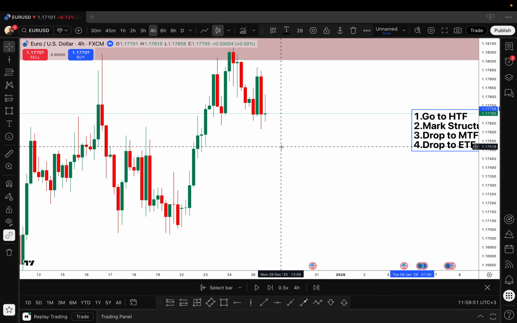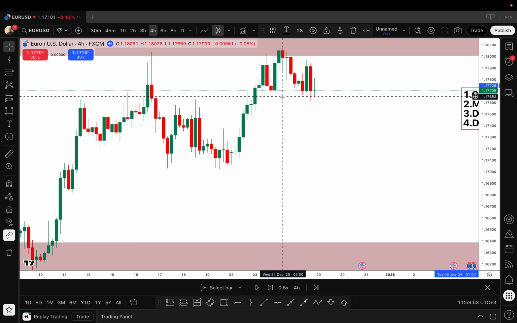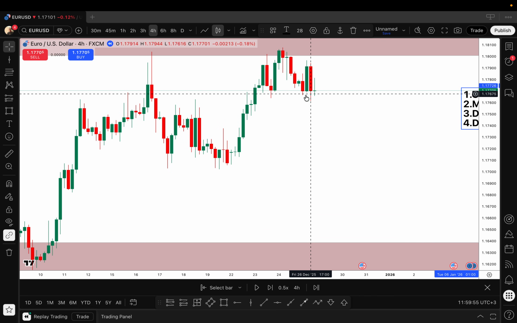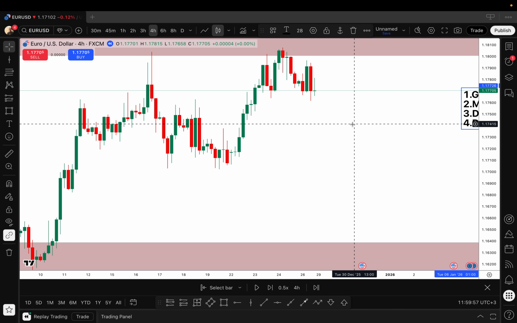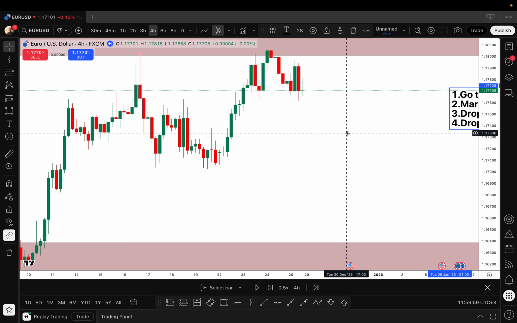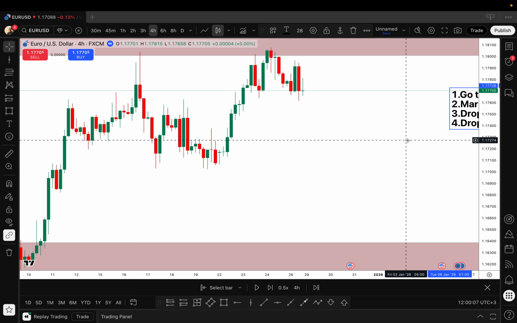Simple, we are not going to do anything. What we want to see here is price break, give us a change of character on the 4-hour, and also give us a break of structure. Then we start looking for our setups for entry. Now that is going to be a high probability setup. Why? Because the high time frame is in agreement with the medium time frame, and now we're on the lower time frame to get a supply zone and start selling the market.